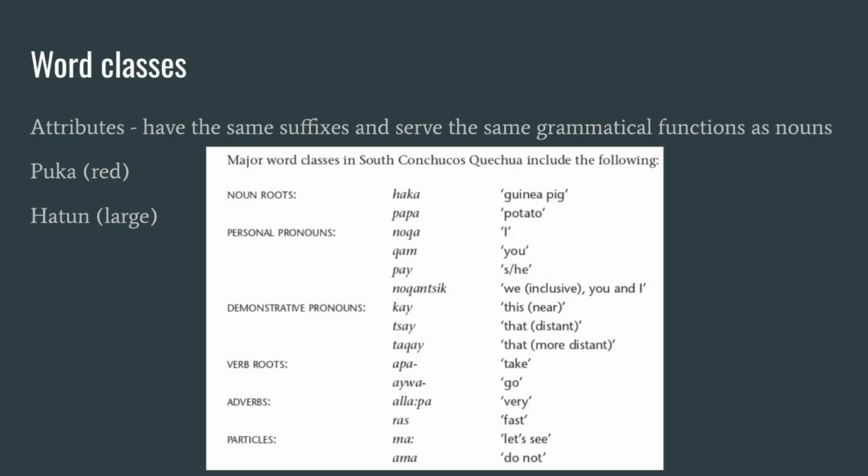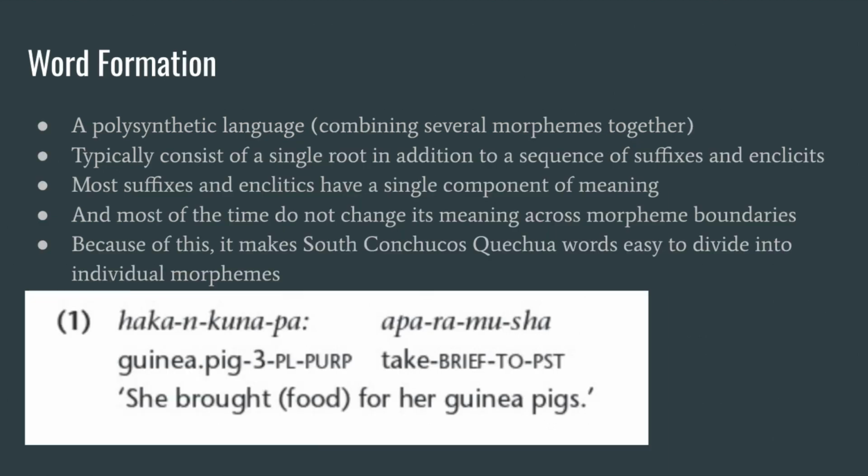Some of the major word classes in South Conchucos Quechua include all of these words. The words that describe attributes, like buka or hatun, which is large, take the same suffixes and serve the same grammatical functions as nouns.